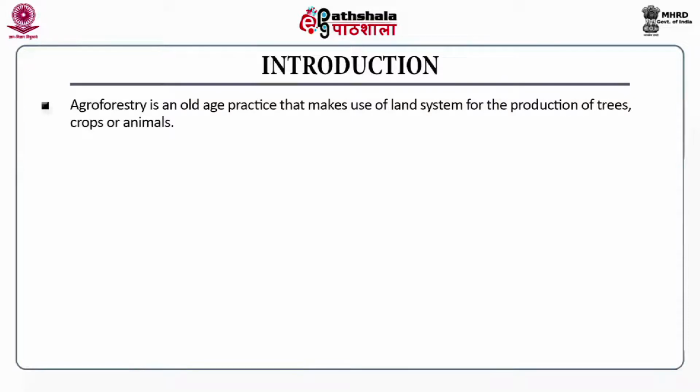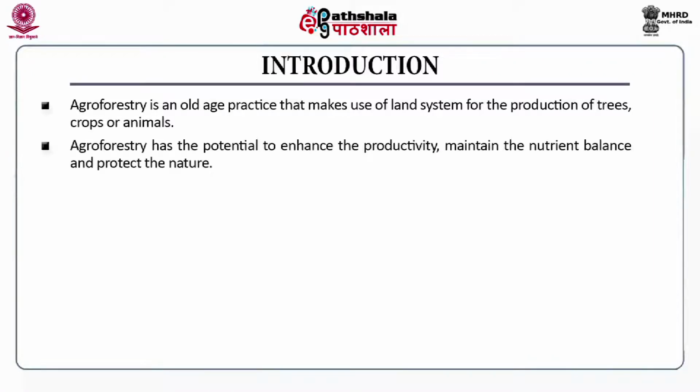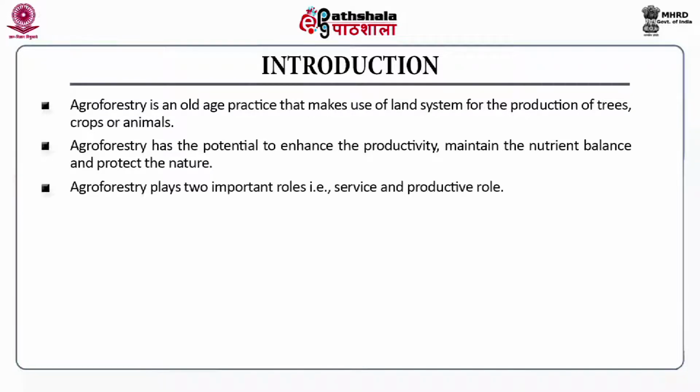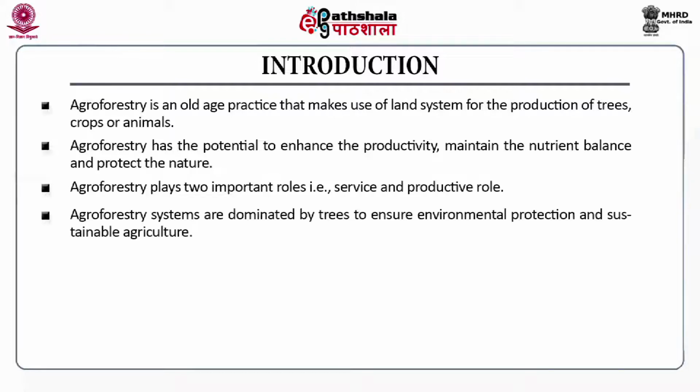Starting with the introduction part, agroforestry is an old age practice and it is a combination of two different words, that is agriculture and forestry. It makes use of land system for the production of trees, crops or animals. It has the potential to enhance productivity, to maintain the nutrient balance and to protect nature. Moreover, agroforestry plays two important roles: first is service role and second is productive role. Agroforestry systems are dominated by trees so as to ensure environmental protection and sustainable agriculture.